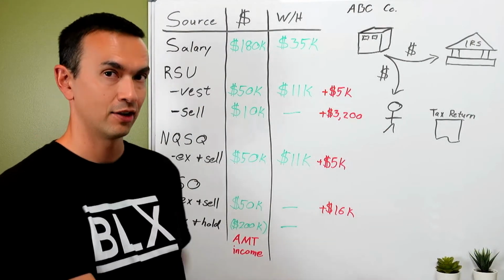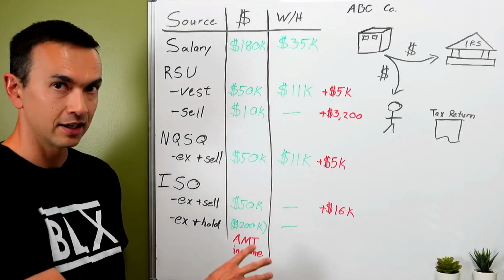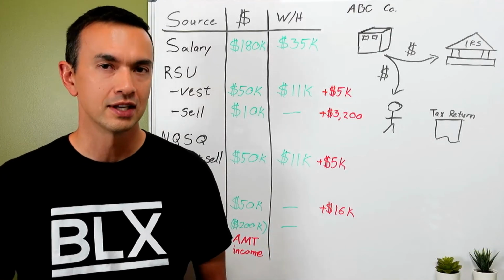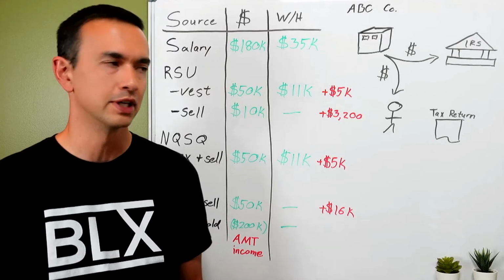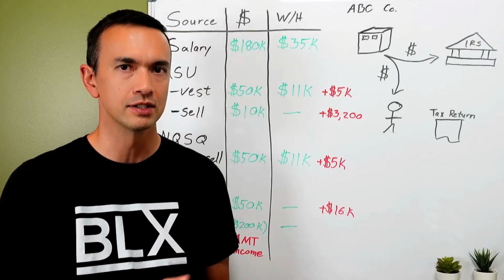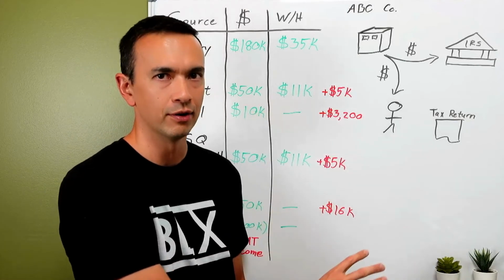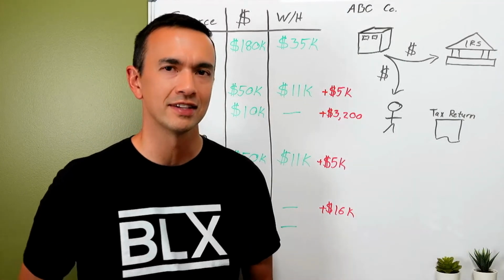I don't have anything here for the AMT income for exercising and holding, because honestly, in that scenario, I would say just work with a tax professional, because the AMT calculation is too complicated to try to figure out, kind of a ballpark figure like this.